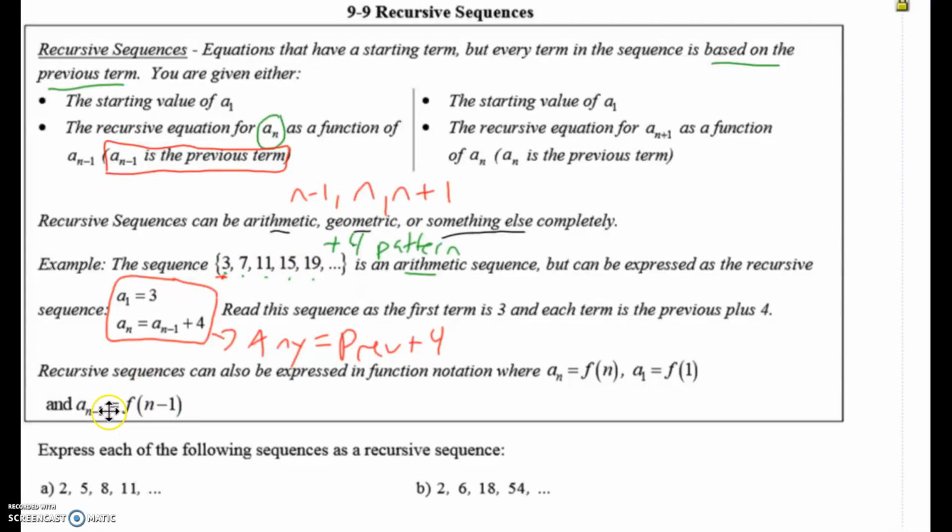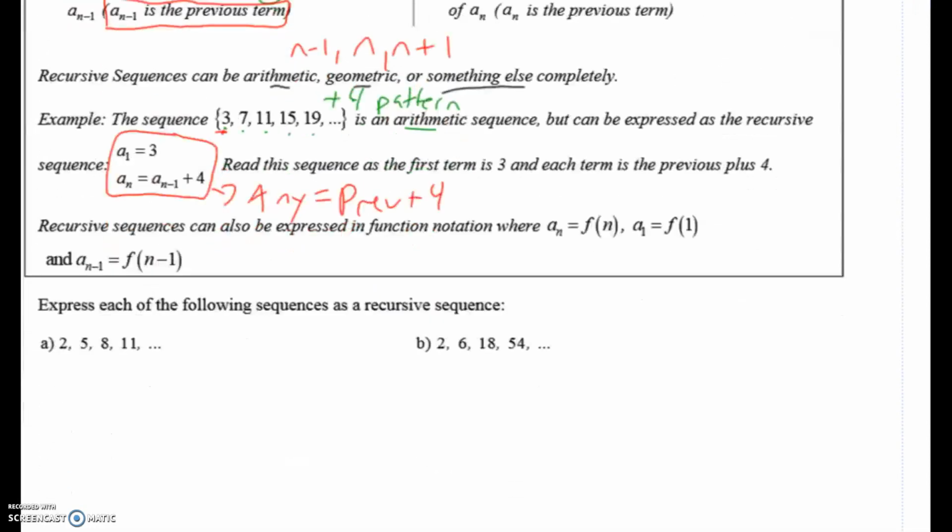Sometimes you see it in function notation. Instead of a sub n minus 1, you see f of n minus 1. Just be aware of that. And sometimes in really complicated questions, they'll try to make a sub n plus 1 the normal, and a sub n is the one before that. But let's not stress about that. That doesn't come up too often. But remember, a sub n minus 1 is previous. Let's start there. Now let's look at some examples.